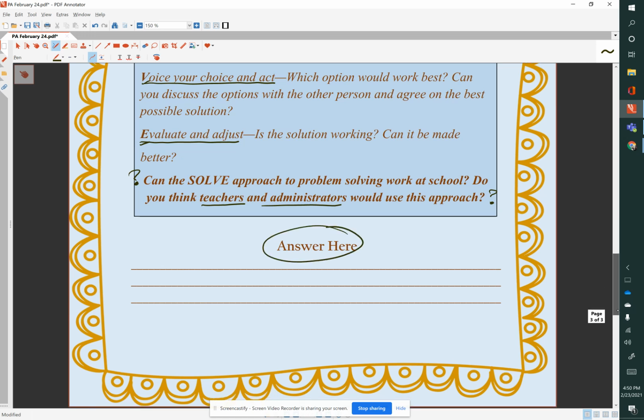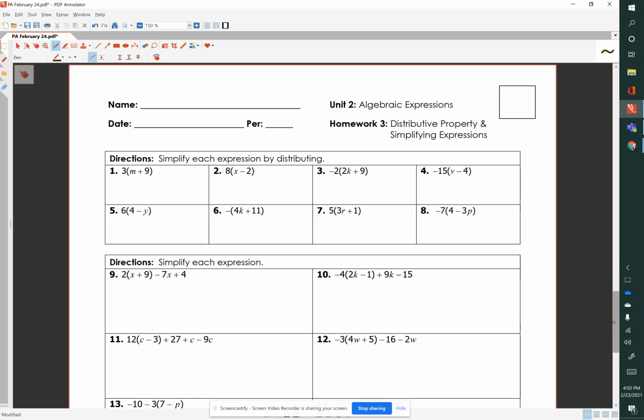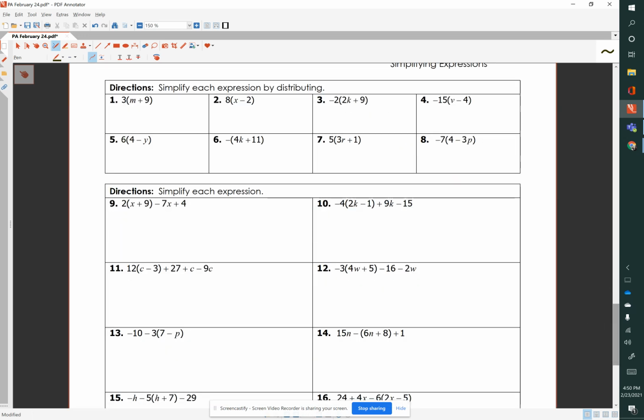So let's move on to our lesson. We're working again today with simplifying expressions. We're doing that by combining like terms and distributing, but we will always distribute before we combine like terms. So for the first 8 problems, we simply need to distribute. So 3 times the quantity of m plus 9. 3 times m is 3m. 3 times positive 9 is 27.